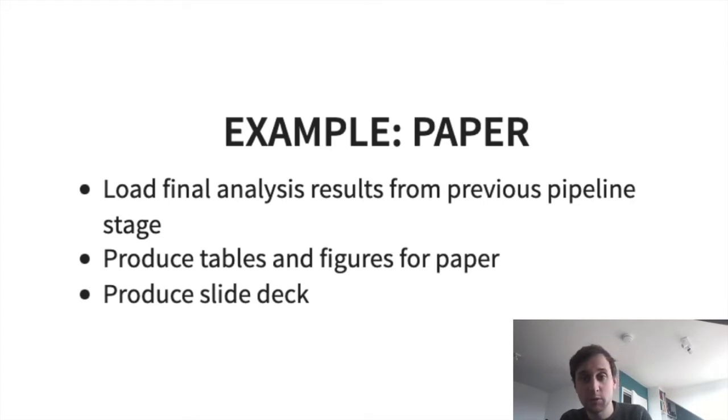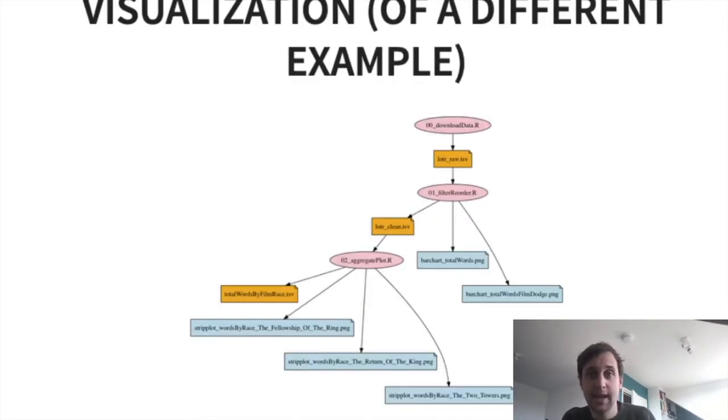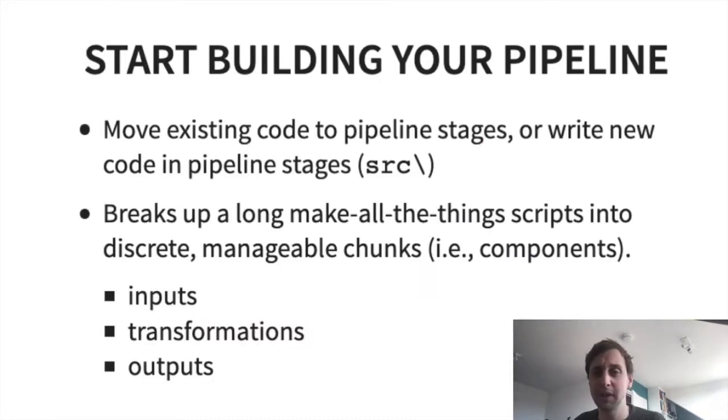Such dependencies can also be visualized in a chart. Here's an example of a different pipeline stage. How to read this? Well, the 00 download data prepares some data and saves this into a tab separated file, which is passed on to the next pipeline stage to filter and reorder the data set, and then that produces some final plots. How do you start building your pipeline?